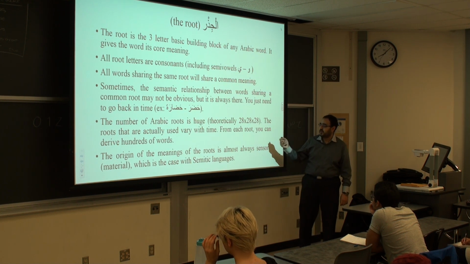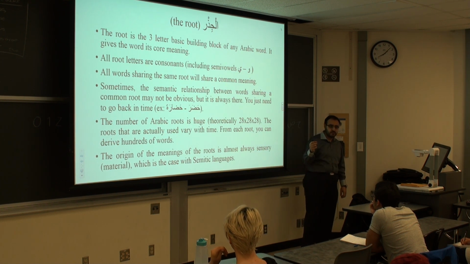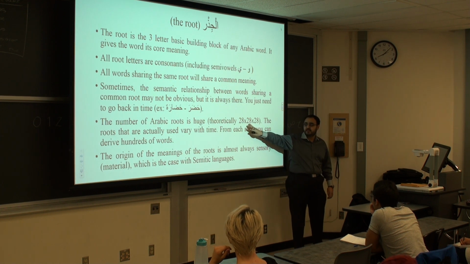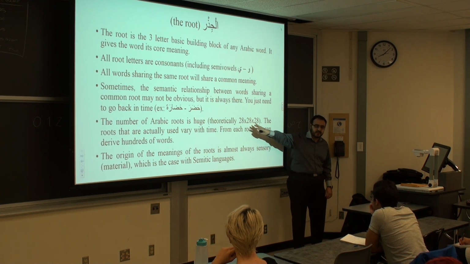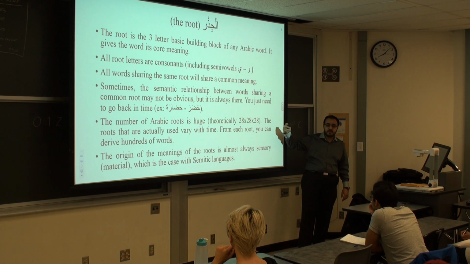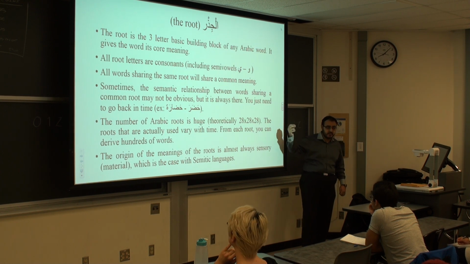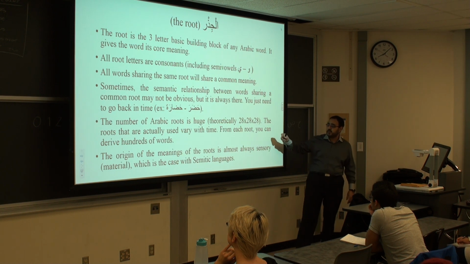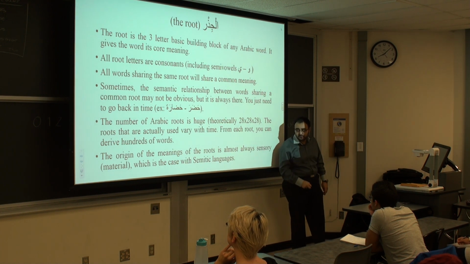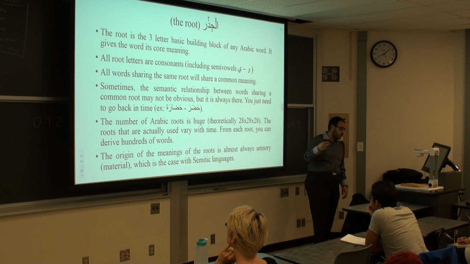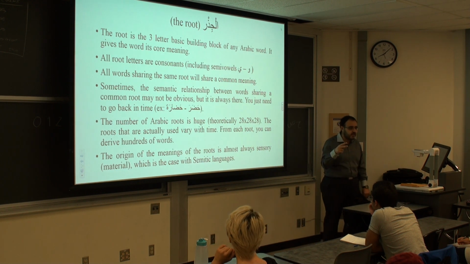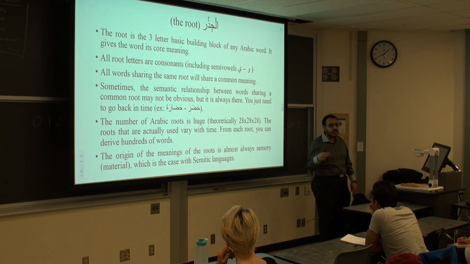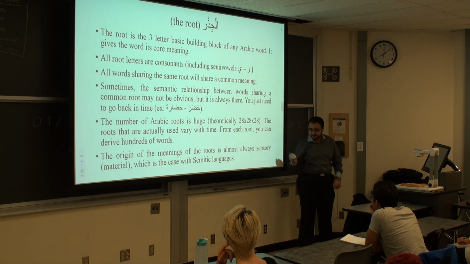From each root, you can derive hundreds of words. So theoretically, that's the maximum number of roots that we can get in Arabic, but the actual number of roots that are used varies from time to time. And from each root you can derive hundreds of words, whether verbs or nouns. And under the general umbrella of nouns we have adjectives and adverbs as well.